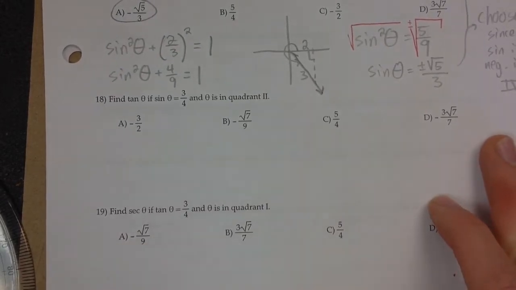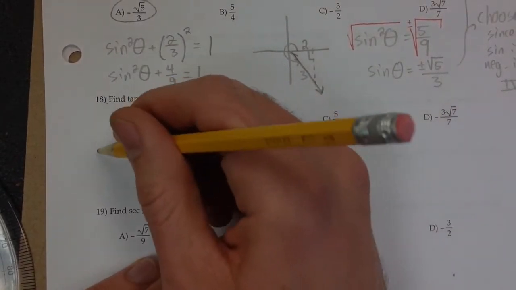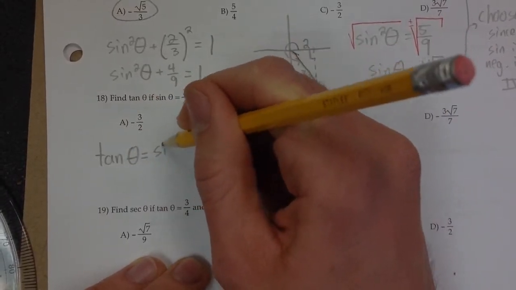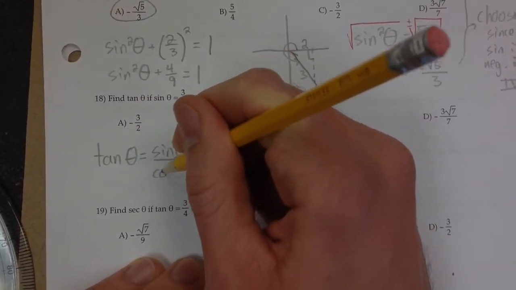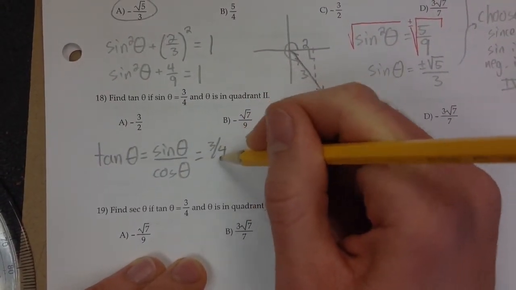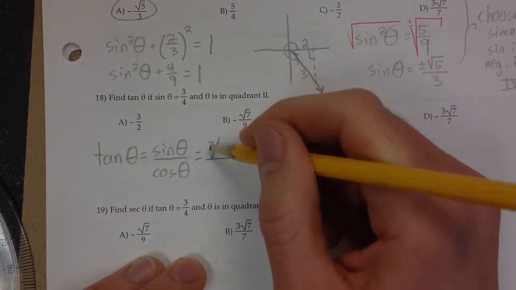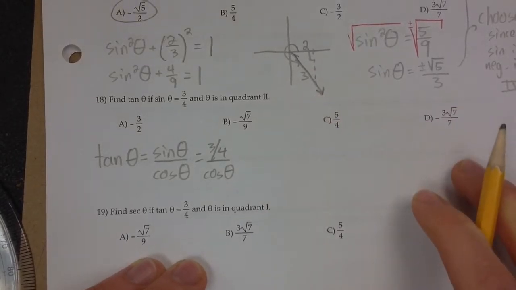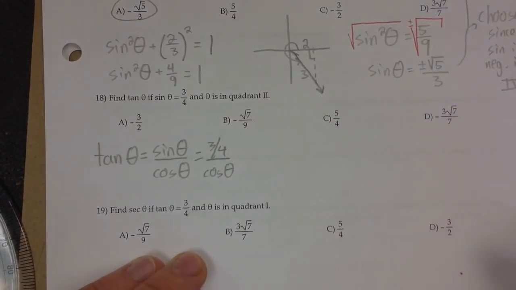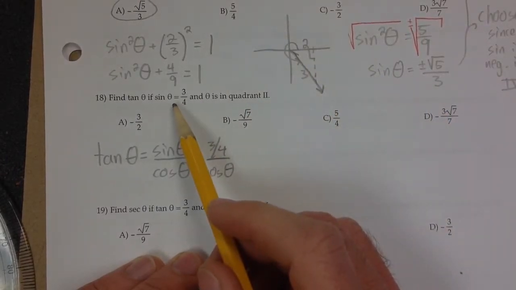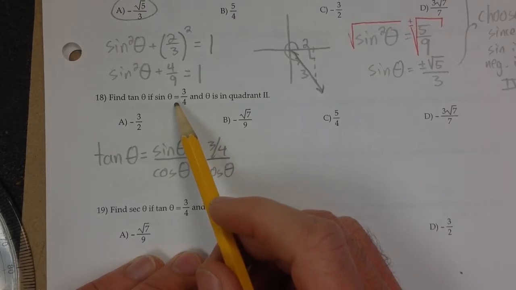Find tan if sine is 3 over 4 and theta is in quad 2. So tan is what over what? Opposite over adjacent. That's true. What else? Sine over cosine. Very good. So it's 3/4 over cosine. So we need to find cosine. I heard Dominique said use sine squared plus cosine squared equals 1. Let's do that.